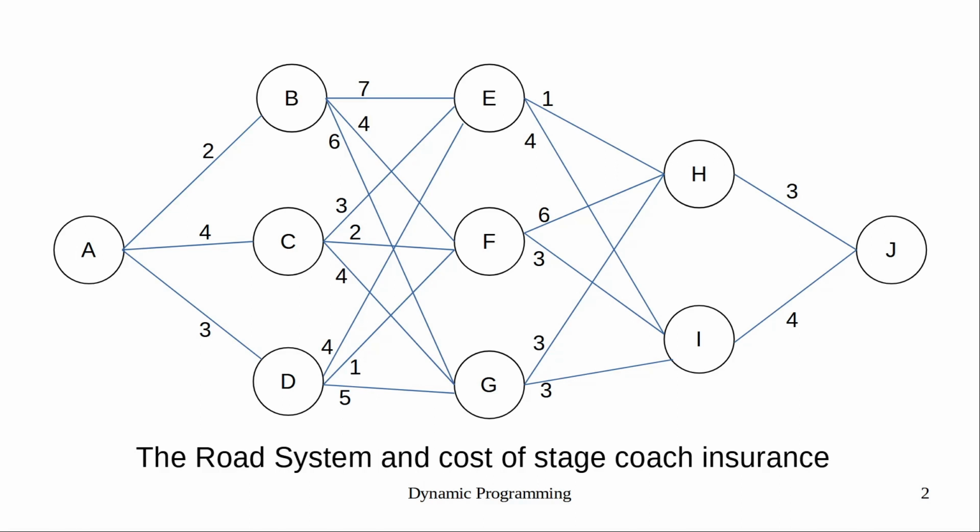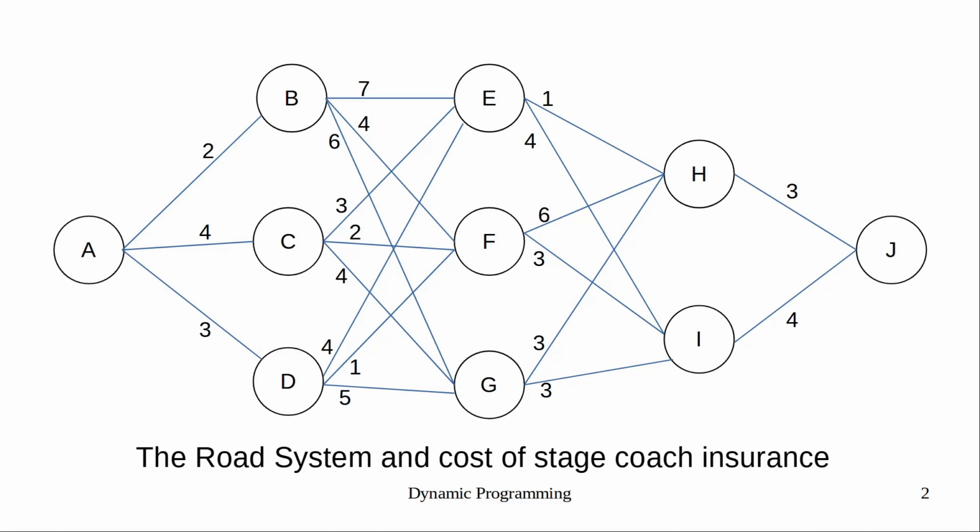Finally, the fortune seeker wants to go from A to J. Now, the interesting structure of this problem is, from A, he can travel to either B, C or D. And from B, C or D, he can travel to either E, F or G. From E, F and G, he can travel to either H and I, from where he would go to J. So that's the structure of the problem.